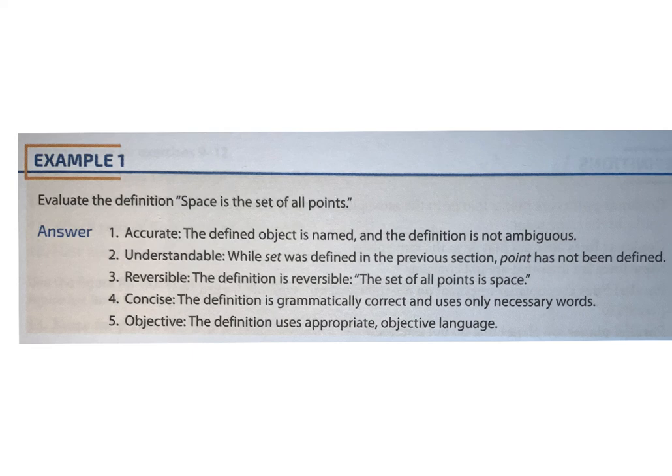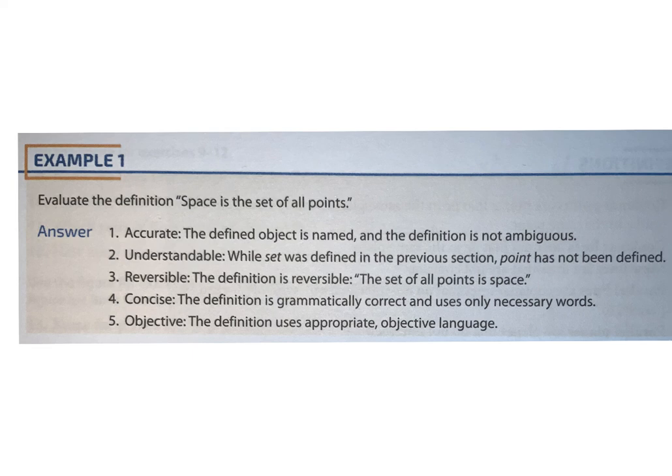So you may not understand this definition yet because we have not talked about the word point and what that means. Reversible. The definition is reversible. The set of all points is space. That's the only definition for the set of all points. Concise. It's definitely concise. That's a short definition. Objective. There is nothing that is not objective in here. There's nothing emotional about the term, space is the set of all points. So the only thing that might not be good about this definition is the understanding of the term point. They have not defined it yet.